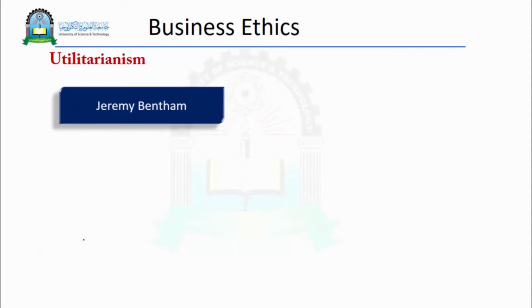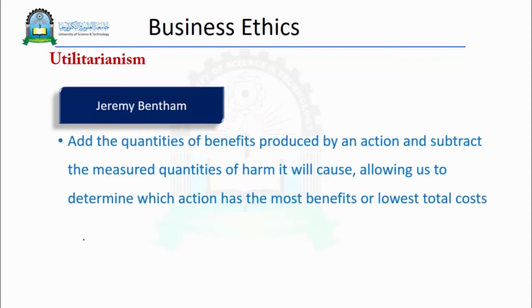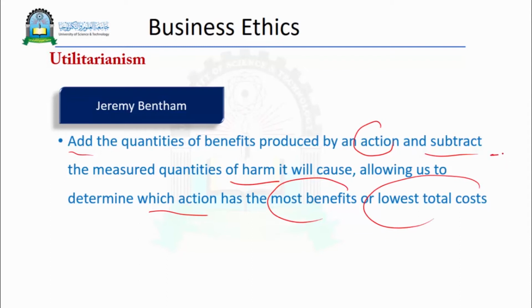Now, the founder of this theory is called Jeremy Bentham. According to Bentham, we need to add the quantities of benefit produced by an action or a policy, and then subtract the measured quantities of harm it may cause. That will allow us to determine which action has the most benefit or the lowest total cost among the alternatives that you have in mind. And of course, this decision should also be moral.